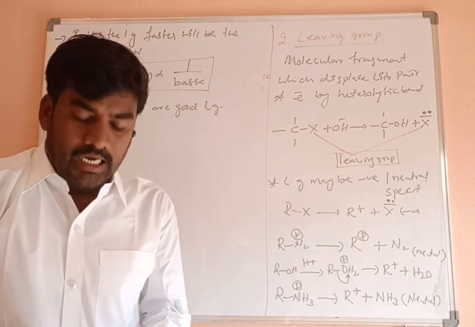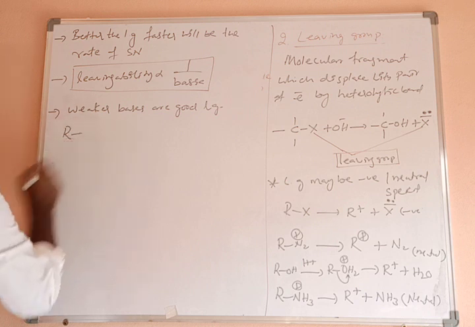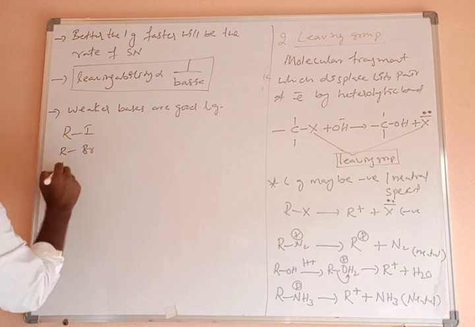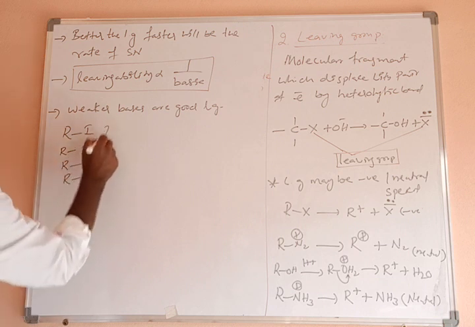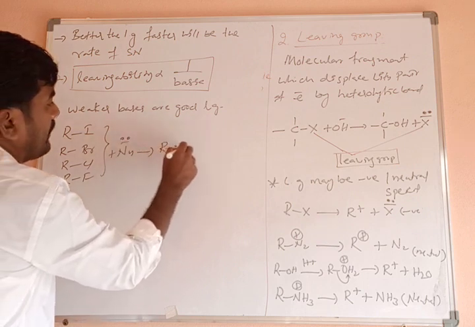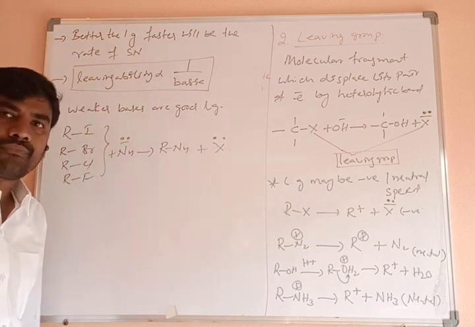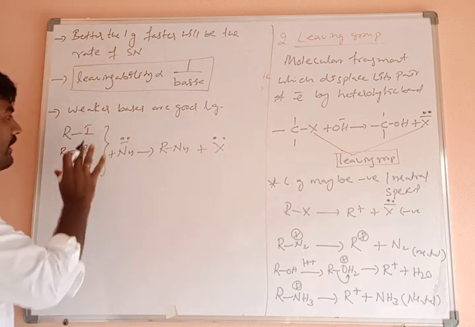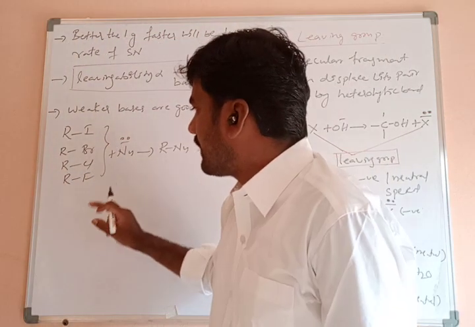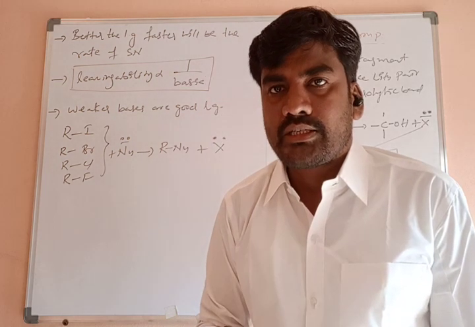Here, in alkyl halides, the carbon-halogen bond forms with an alkyl group: RI, RBr, RCl, RF react with a nucleophile to form R-Nu plus X minus, a halide ion. For the same alkyl group, alkyl iodide, bromide, chloride, fluoride, which is the fastest towards the nucleophilic substitution reaction?